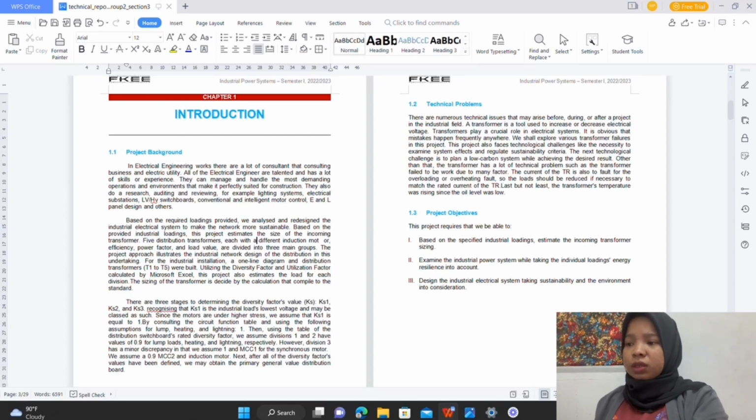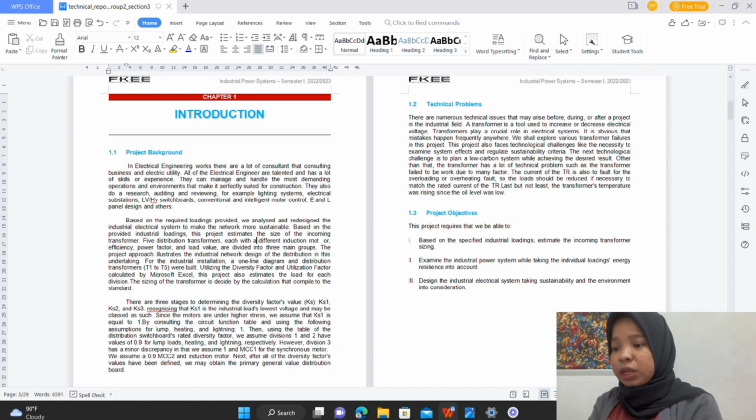So now I will talk about the introduction in this project. Based on the requirement loading provided, we analyze and redesign the industrial electrical system to make the network more sustainable. Based on the provided industrial loading, this project estimates the size of the incoming transformer, so the 5 distribution transformers, each with a different induction motor, and the project approach illustrates the industrial network design of the distribution in this undertaking.